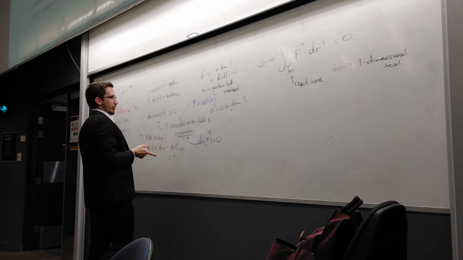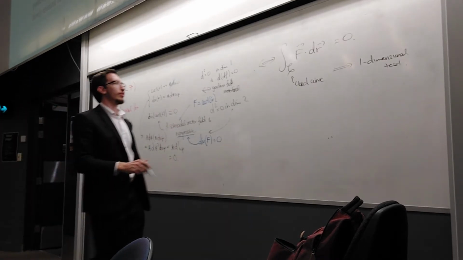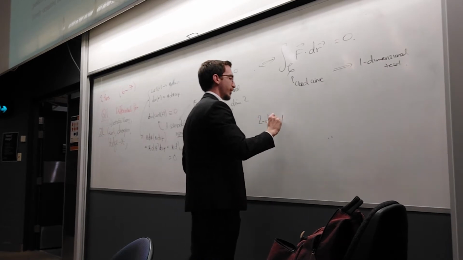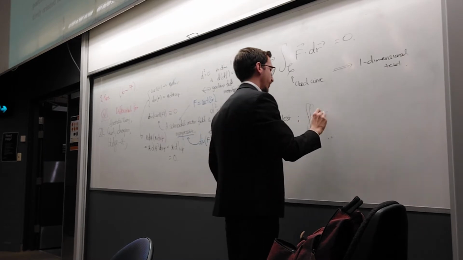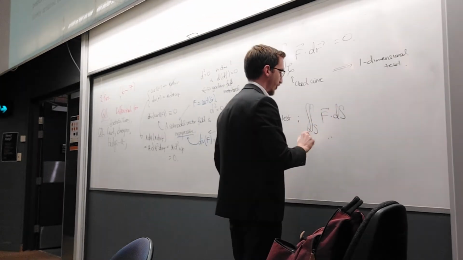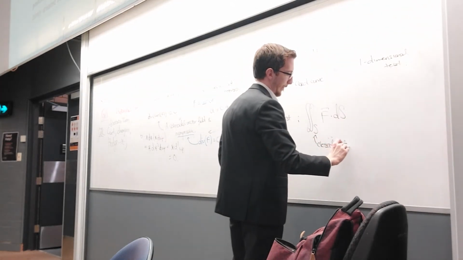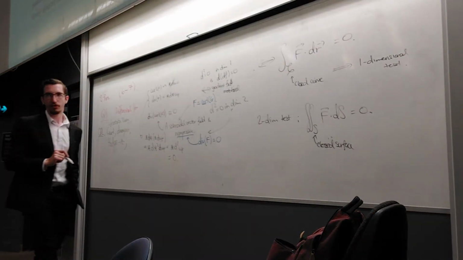What would the two-dimensional test be? It's the surface integral. So the two-dimensional integration test would be that the surface integral of F dot dS for a closed surface is 0. Would that give you a gradient field?